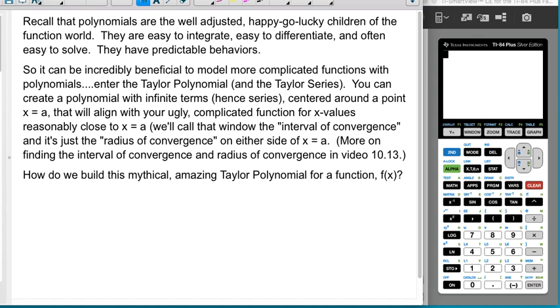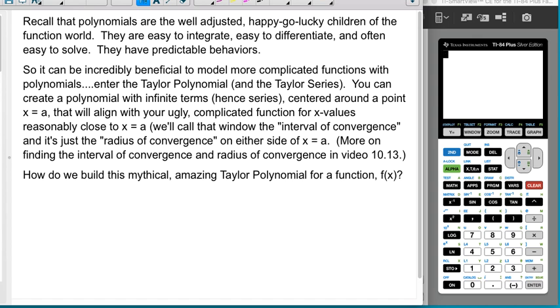So enter the Taylor polynomial and the Taylor series. You can create a polynomial with infinite terms, hence a series, centered around a point, which we're going to call x equals a, that will align to your ugly complicated function for x values reasonably close to x equals a. And we're going to call that window close to x equals a the interval of convergence, or just the radius of convergence if you're talking about how far away from a you can get. So the interval would be some portion of space on either side of a, but the radius would just be the distance from a to the edge. We're going to spend more time on interval of convergence and radius of convergence in 10.13.